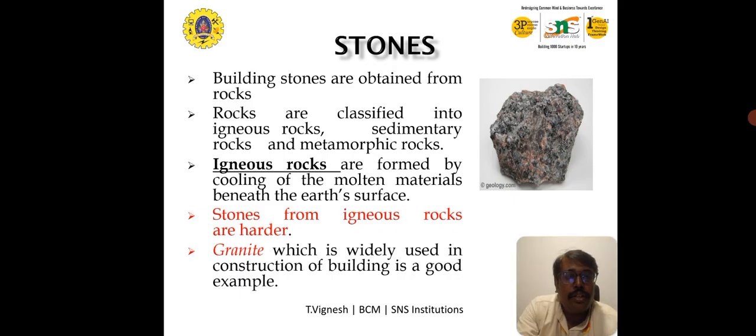Rocks are classified into three types: igneous rocks, sedimentary rocks, and metamorphic rocks. Igneous rocks are formed by the cooling of molten materials beneath the earth's surface. Stones from igneous rocks are harder. For example, granite, which is widely used in construction for buildings, steps, and other areas, is a good example. Granite is an example of igneous rock. It is very hard.